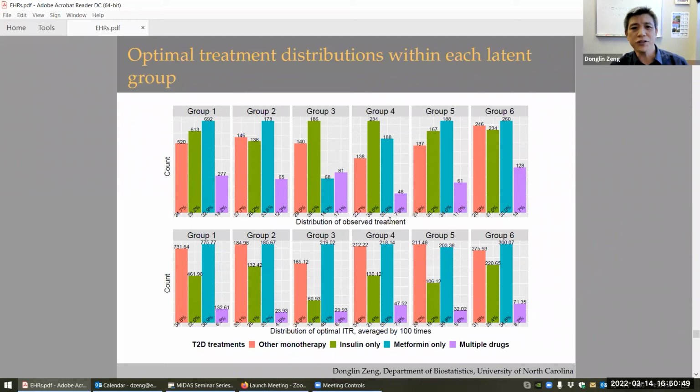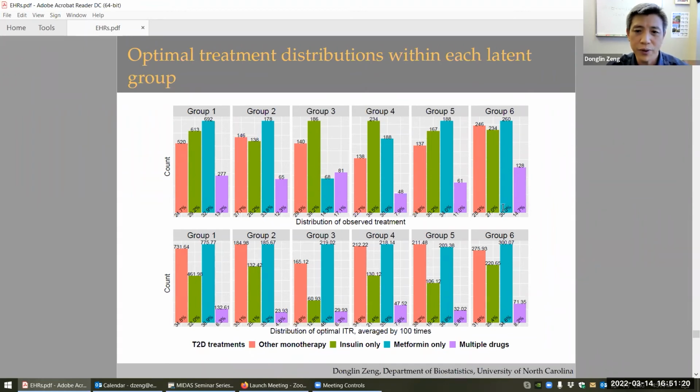So this makes us feel more confident that this result may be trustworthy. This also shows the treatment allocation. Again, you have 6 clusters, and this shows the count of each treatment assignment in the actual data. Let's look at group 3. In the group 3 original data, 39% of patients receive insulin only, which is the highest, and the next is other therapy. Metformin is only about 14%.